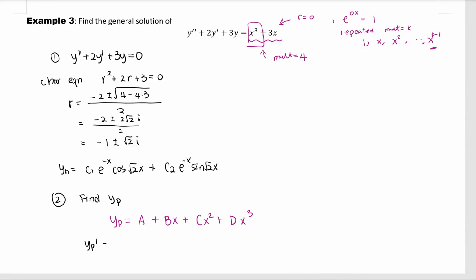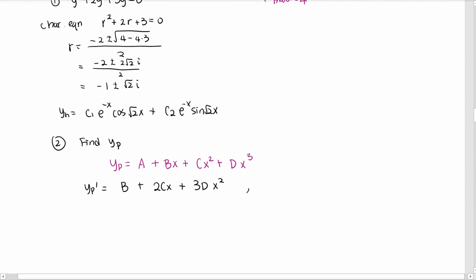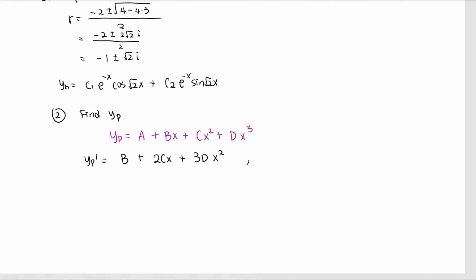So yp prime: the derivative of a is 0, then we have b plus 2cx plus 3dx squared. That is yp prime. How about yp double prime? The derivative of b is 0, and then we have 2c, and then 3 times 2, 6dx. So far, so good, everybody?